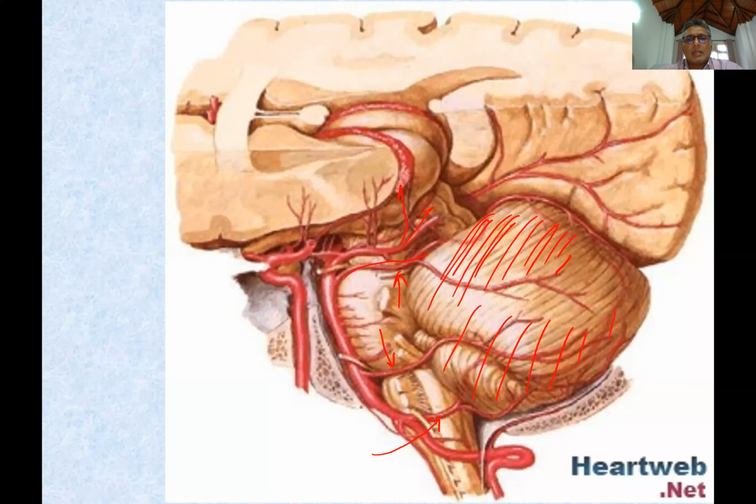Okay, then at the same time, the posterior inferior cerebellar artery is more important because it's clinical. There's a clinical importance here. When it passes lateral to the medulla here, see the lateral aspect of the medulla, it supplies the lateral aspect of the medulla as well. So when this artery is occluded, posterior inferior cerebellar artery, you get a condition called lateral medullary syndrome.